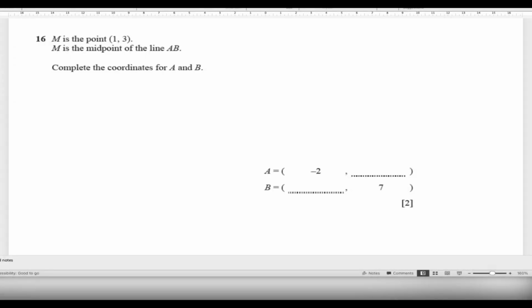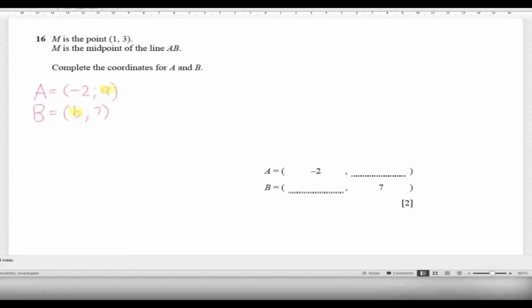M has the coordinates (1, 3), and it is the midpoint of line AB, and we must complete A and B. So what I'm going to do is let A be (-2, a) and let B be (b, 7). So the missing y coordinate for A is a, and the missing x coordinate for B is b. And we are now going to solve for a and b.